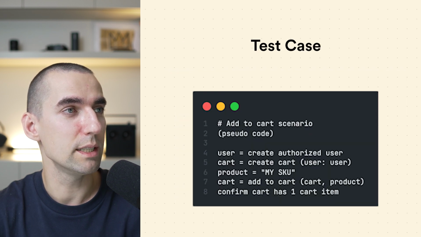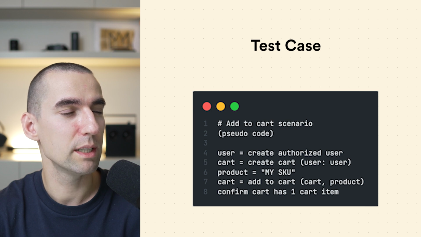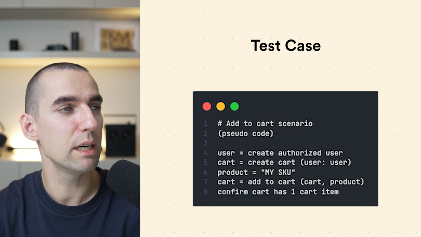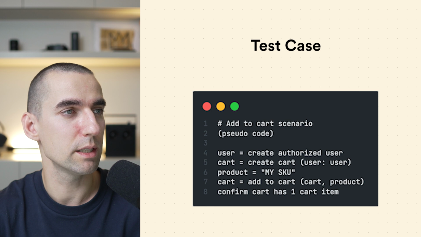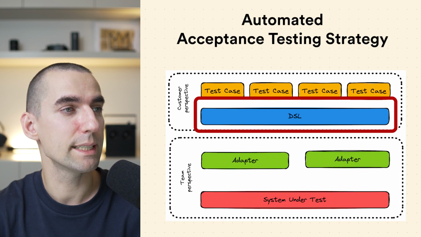So in this case, it is add to cart scenario. You create a user, then you create a cart for a user, you add a product to the cart, add SKU, and then you confirm cart has one cart item. So this is a little bit simplified, but you'll see why in the next section. Now, the next big thing is DSL.